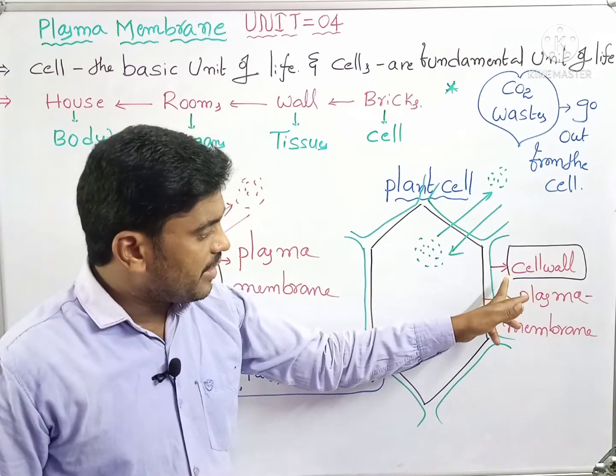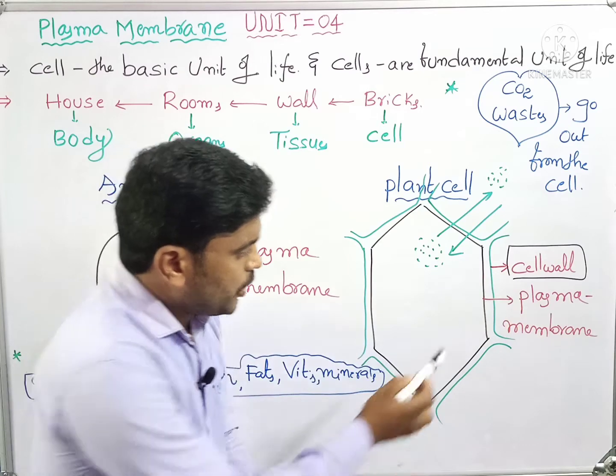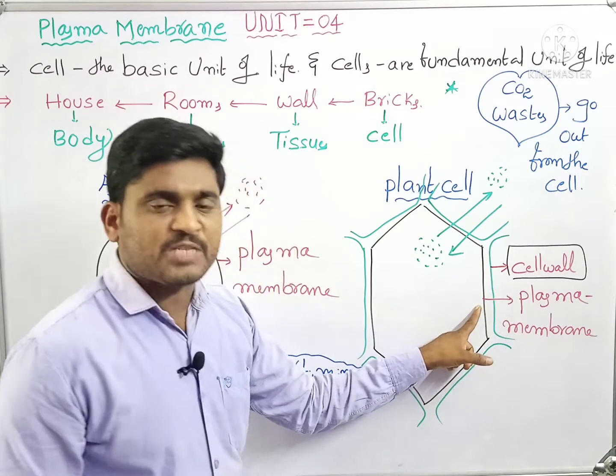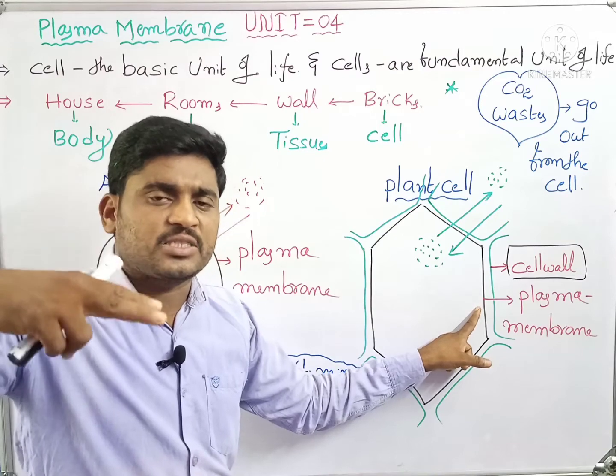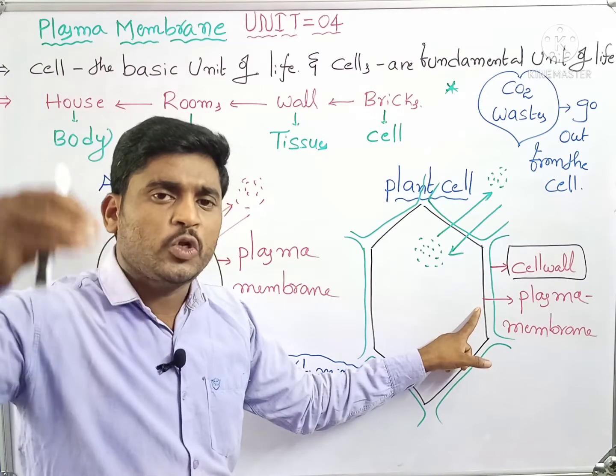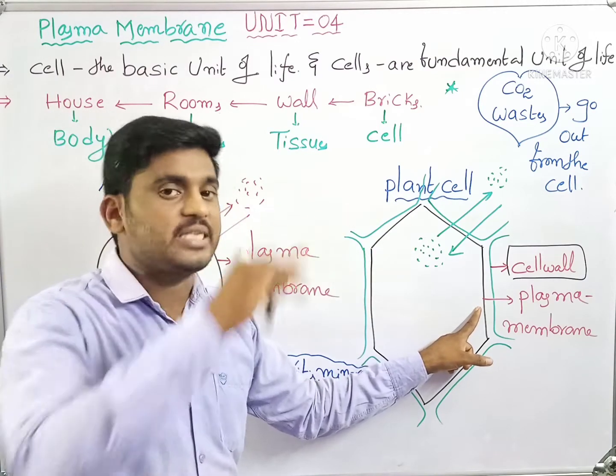In plant cell, the outer layer is called the cell wall, and the inner layer is called the plasma membrane. In plant cell there are two layers, the cell wall and the plasma membrane, to protect the cell.